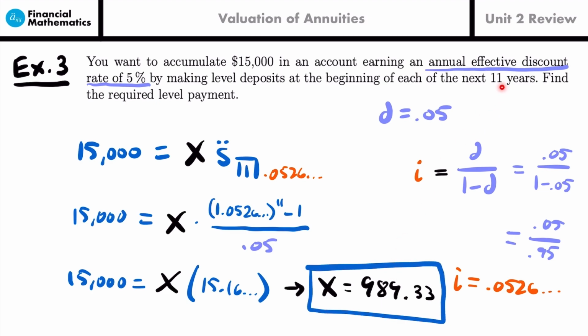Okay, so 11 level payments of $989.33 made at the beginning of every year for those 11 years would accumulate $15,000, assuming that you had this annual effective discount rate, which is equivalent to this annual effective interest rate. Okay, let's move on to our next problem.